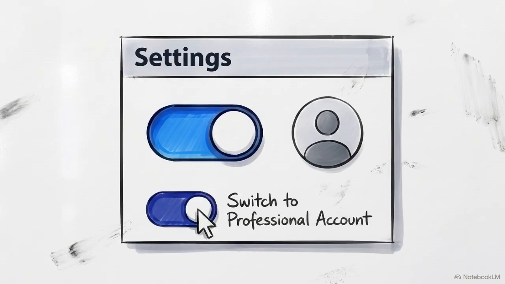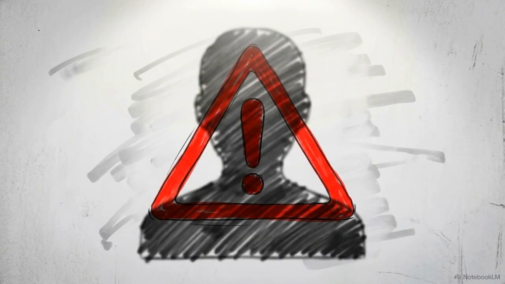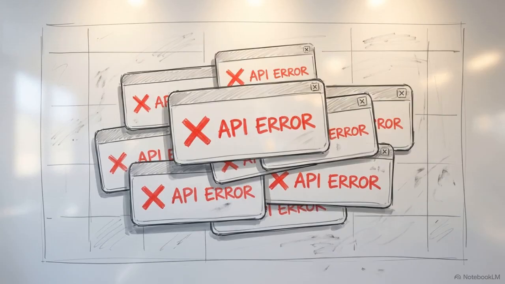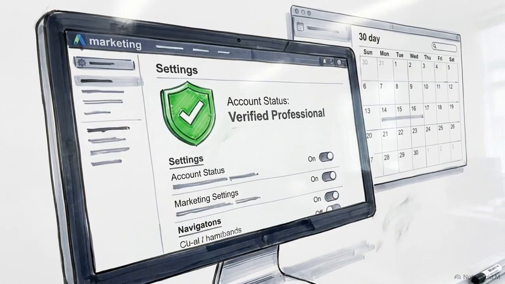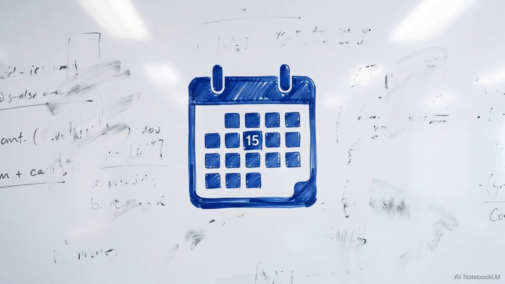This interface shows the most common point of failure. Buffer requires your social channels to be configured as business or professional accounts. Connecting a standard personal profile will break the automation. If you leave your account set to personal, the system will generate persistent API connection errors, and you will completely lose the ability to boost posts or run targeted ads from the Buffer dashboard. Verifying your account status at this stage secures the technical foundation and prevents your scheduling queue from crashing weeks down the line.